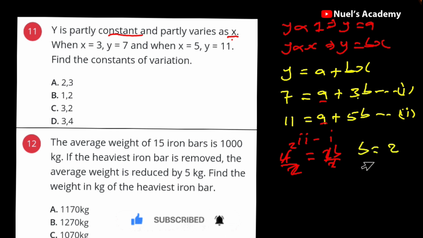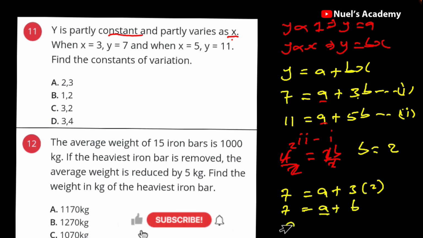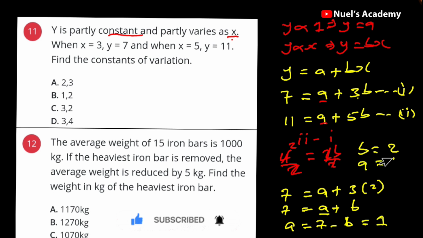So let's plug in the value of b into this equation I to solve for the value of a. So we're going to have 7 is equals to a plus 3 times b, which is 2. So we have 7 is equals to a plus 3 times 2, which is 6. If you make a subject of the formula, you have that a is equals to 7 minus 6, which is equals to 1. So you have that b is equals to 2 and a is equals to 1. So from these options, the constants of variation are 1 and 2, which is option B. So this B is the answer to this question.